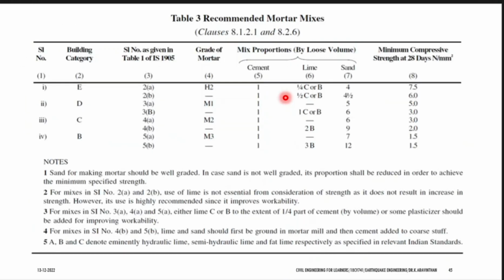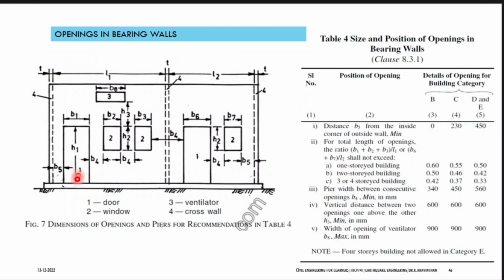So, if you follow these dimensions, this is called the height of the door, and this is called B5. What is B5? This is the corner of your plan. From this corner, at least you should provide the B5 distance. What is the B5 distance? First, you have distance B5 from the inside corner of the house. From the corner, you should have at least 230 mm of distance, in case of category C and category D, E.